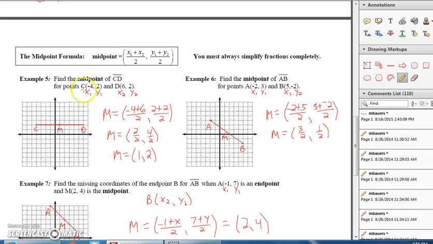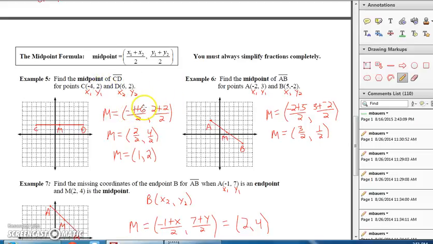So look, here's C, -4, 2, right there. Here's D, right 6, up 2. I want the midpoint of CD, which we're going to call M. So how do I know where to put this? Well, the midpoint formula says I get the coordinates of the midpoint. Notice the midpoint is a point, so it's going to have an x and y. How do I get the x coordinate of the midpoint? I add the x's of the two endpoints and divide by 2. And then how do I get the y? I add the y's and divide by 2.